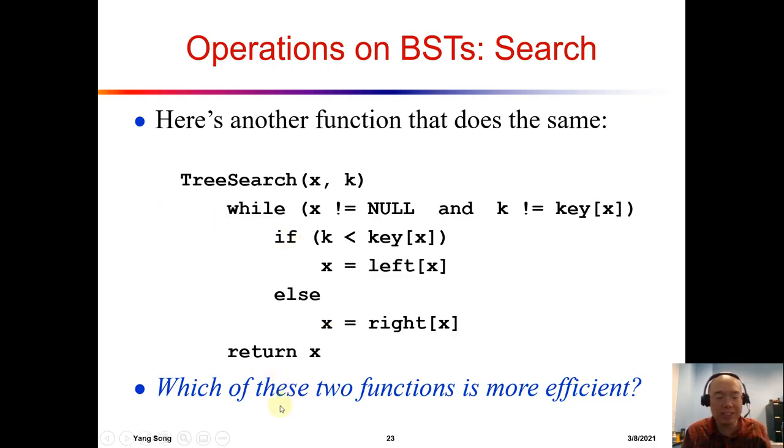And my question is, which of these two functions is more efficient? So think about that. We talked about this on day 2 of this class. Probably you guys still remember. Okay, the answer is for the tree search, the version you are seeing with a while loop is more efficient.